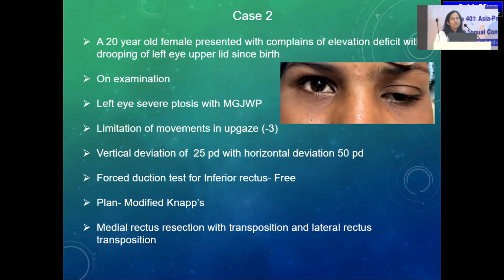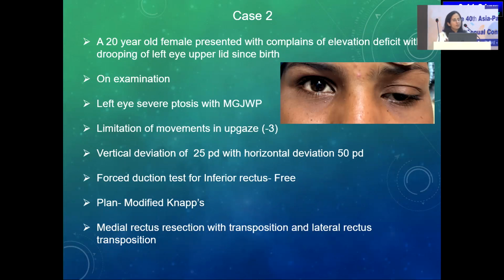So this is the pre-op 9 gaze and the post-op 9 gaze, which clearly shows the improvement in the elevation in this patient. Now, these were the one variety of cases where the inferior rectus was tight. Now, the second variety of cases are those where the inferior rectus will be free. So, this is one such case where a 20-year-old female presented with complaints of elevation deficit with drooping of left upper lid. Again, she had a complex ptosis with Marcus-Gunn, and she had a vertical deviation of 25 prism diopters.